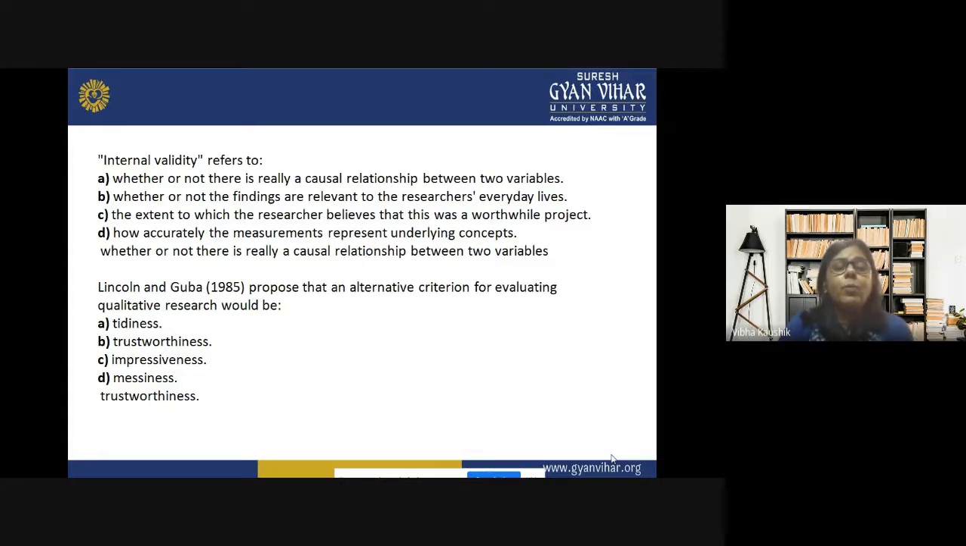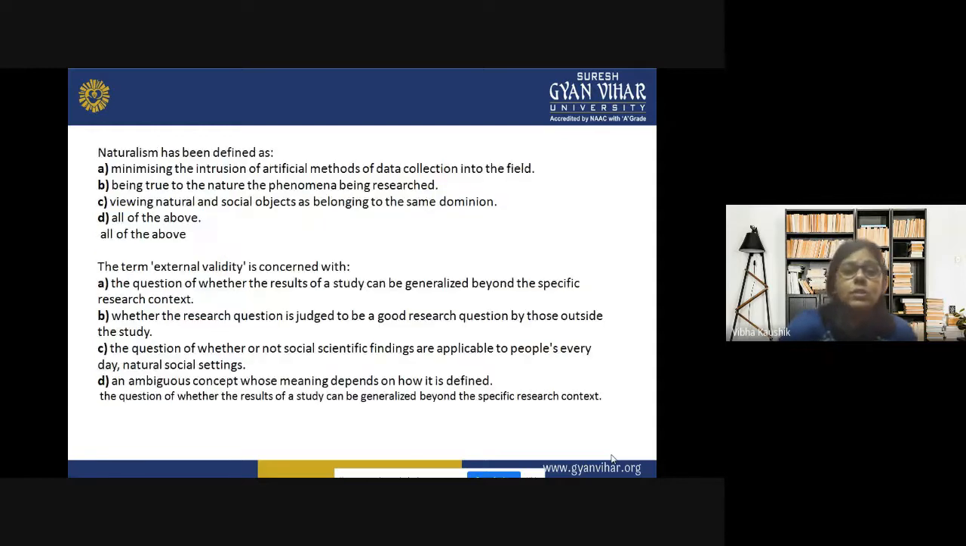Lincoln and Guba, 1985, propose that an alternative criterion for evaluating qualitative research would be: A, tidiness, B, trustworthiness, C, impressiveness, or D, massiveness. So the correct answer is option B, that is trustworthiness.